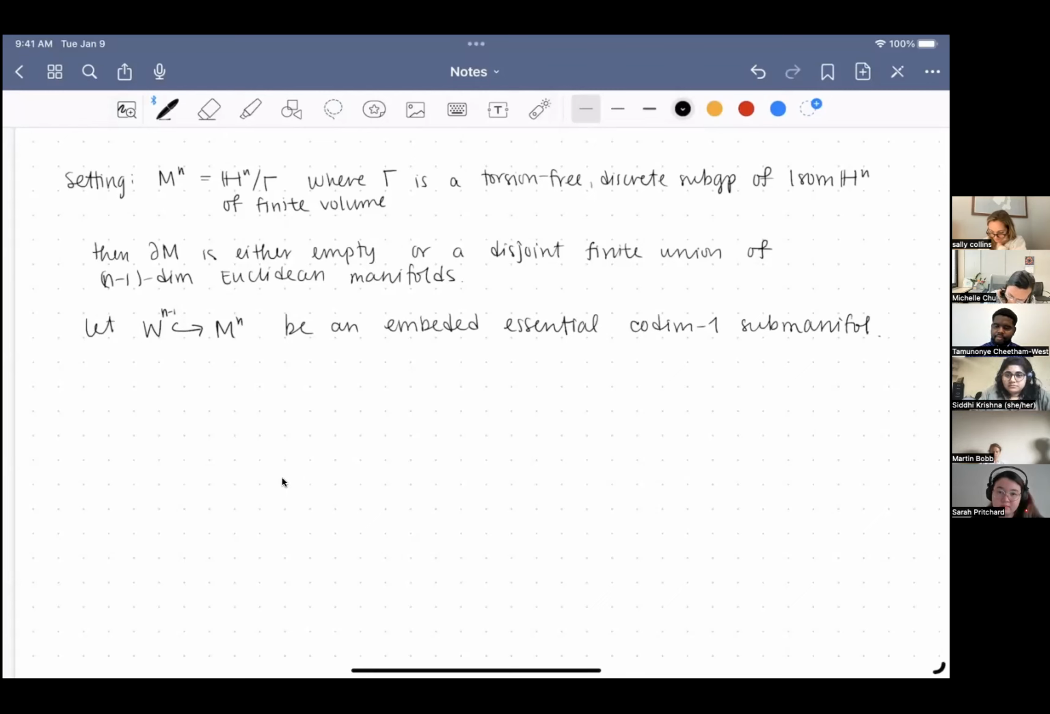And this is what I mean by essential. What I want to say is that this embedding is pi1 injective. So in other words, it's incompressible. So in particular, I can think about this as saying that the fundamental group of W embeds in the fundamental group of M, but also incompressible. There's no compressing disks.